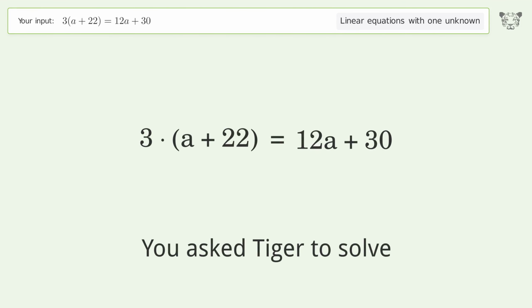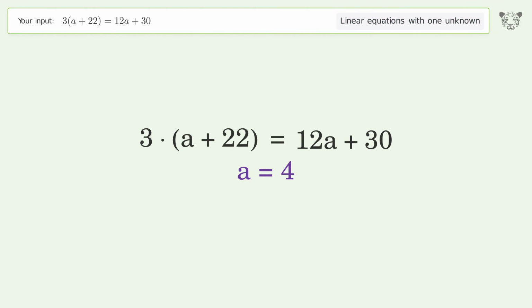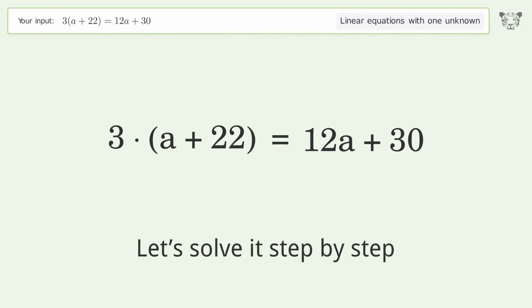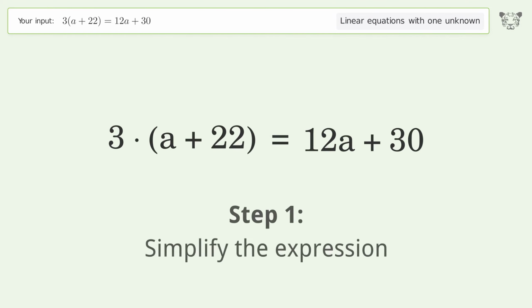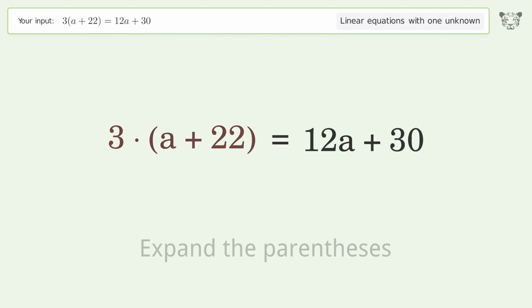You ask Tiger to solve. This deals with linear equations with one unknown. The final result is a equals 4. Let's solve it step by step. Simplify the expression. Expand the parentheses.